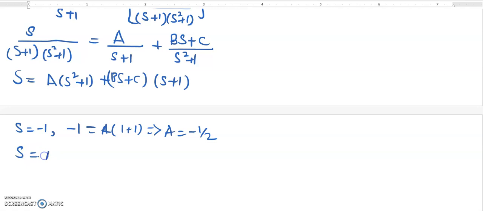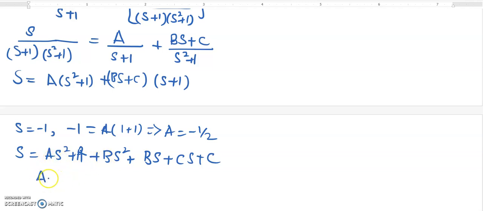So s is equal to As square plus A, and then it will be Bs square plus Bs plus Cs plus C. If I compare the coefficients of s square, A plus B will be equal to 0 because there is no s square term over here. Since A was -1 by 2, B will be equal to 1 by 2.